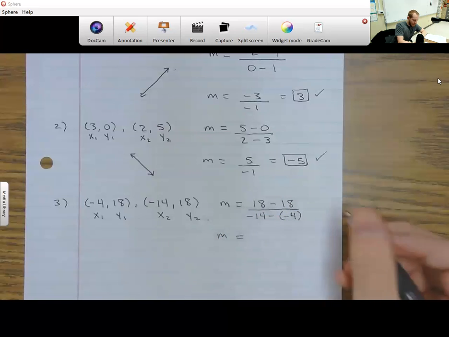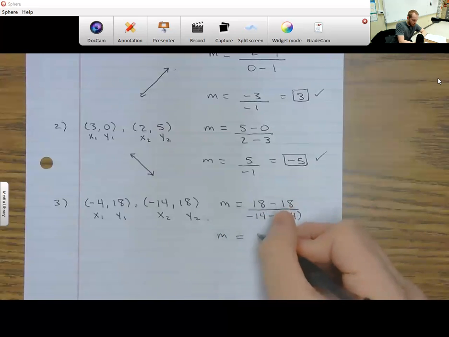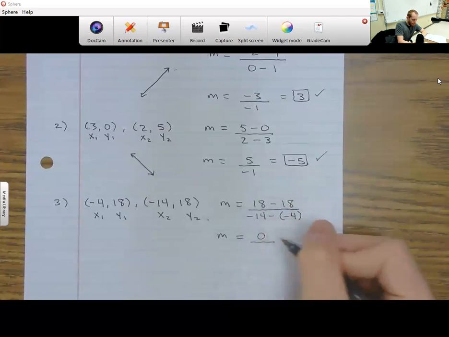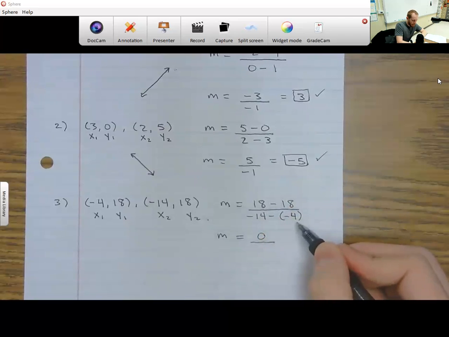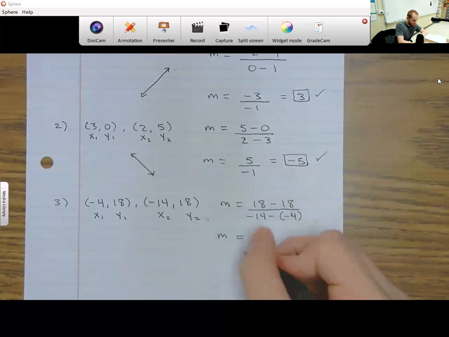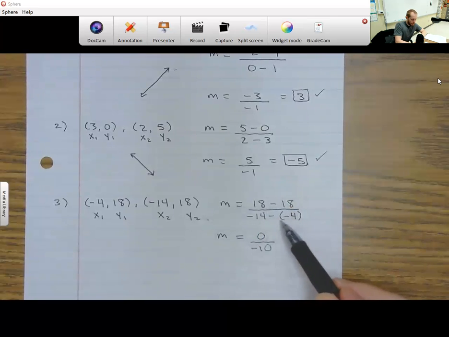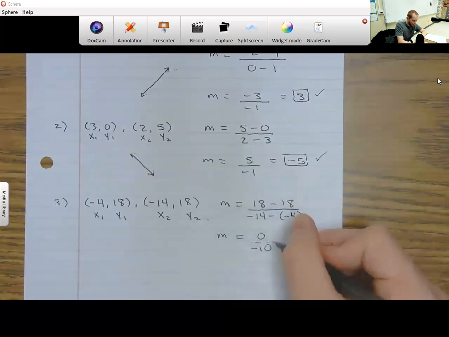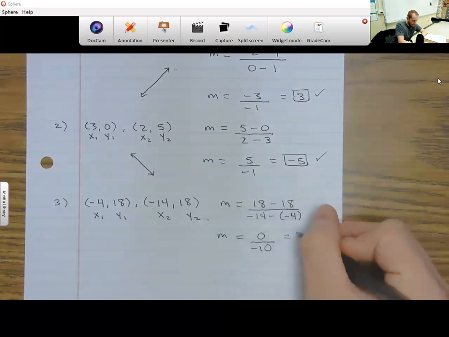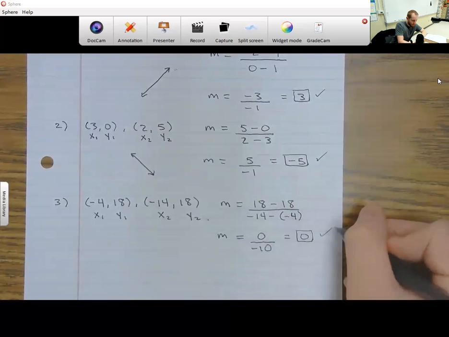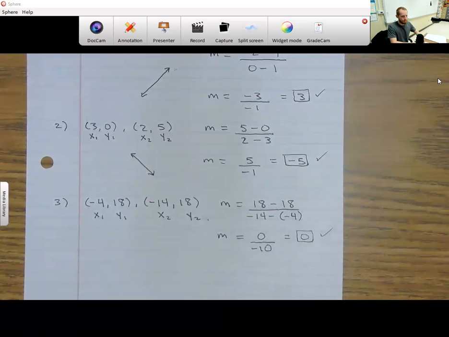So at the top, 18 minus 18 is going to give me 0. And on the bottom, I'm going to get negative 10, because that double negative is going to give me a positive, right? So 0 divided by negative 10, that's going to give me 0. 0 is my answer. So I have a 0 slope this time.